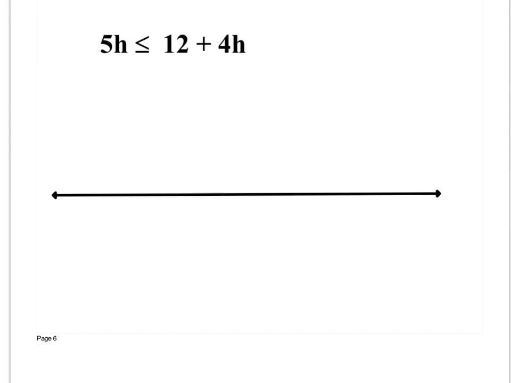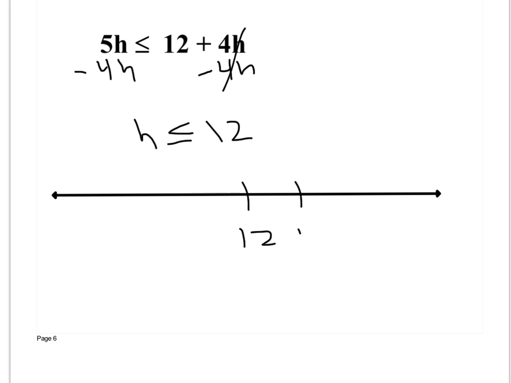Alright, write this down. So we got 5H is less than or equal to 12 plus 4H. I got to get the variable on the same side. Like I said, I prefer to move the smaller one. So I move 4H to both sides by subtracting. 5H minus 4H is H. H is less than or equal to 12. Now I need to draw that on a number line. H includes 12, so it's a closed circle. And H is less than. Now remember, the variable is on the left, so I can use the arrow. So we're going to the left.